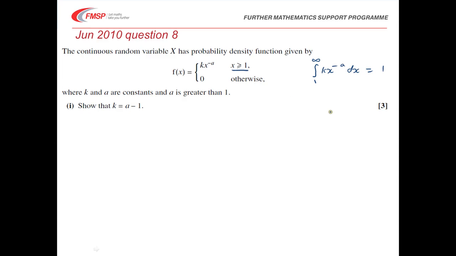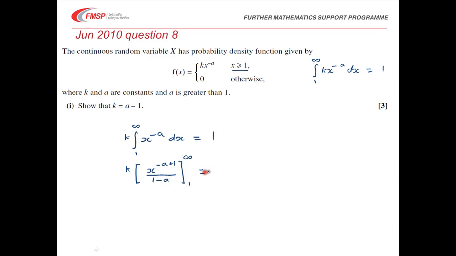Okay, so this is in fact what we're going to use to do this question. So first of all, I can pull out the constant k. It gives me x to the minus a dx, and I know that that equals 1. So if I actually carry out the integration, I increase the power by 1, divide by the new power, which I'm going to write as 1 minus a for convenience, and we're going to evaluate that between 1 and infinity.